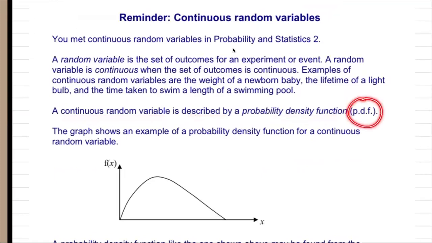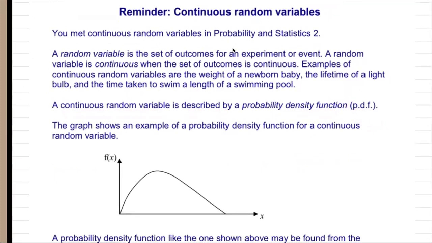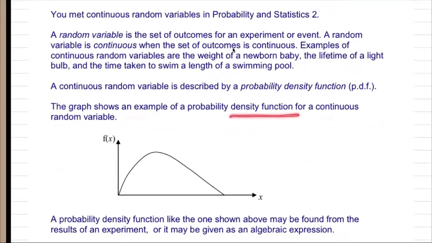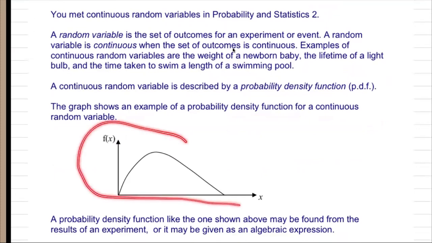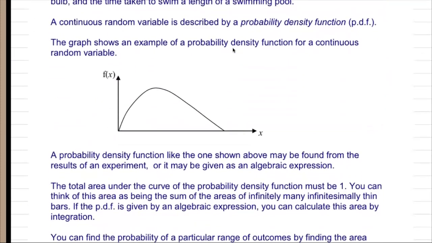In short, we say PDF, probability density function. The graph here shows an example of a probability density function for a continuous random variable. Here you can see a graph. So a probability density function like the one shown above may be found from the results of an experiment, or it may be given as an algebraic expression. This curve may be obtained by experiment or by a function.